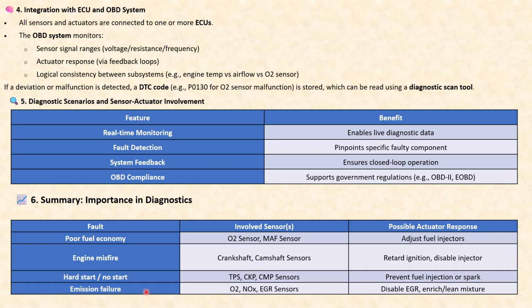Now coming to the emission failure. If emission is not meeting the emission norms, then there can be a lot of sensors involved like oxygen sensors, NOx sensors, and EGR sensors. And usually, if any of these sensors fail, the usual actuator response is to disable the EGR, enrich the lean mixture, and also it can show the malfunction indicator lamp on the dashboard.